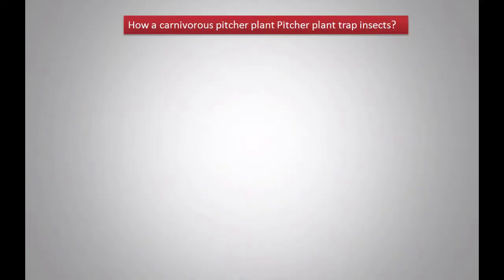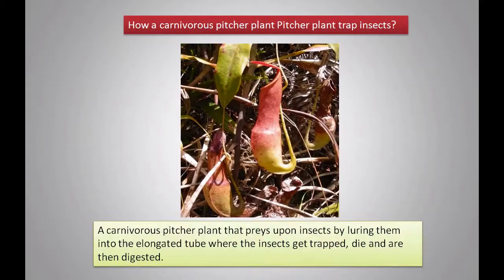Next, how a carnivorous pitcher plant traps insects. Here is a picture of a pitcher plant. You can see how the leaf lamina, or blade of the leaf, is converted into a pitcher-like structure, and the tip of the leaf acts as the lid of the pitcher. Whenever insects are attracted by its color and get trapped inside, they cannot come out because there are so many hairs inside the pitcher plant which are directed downwards.